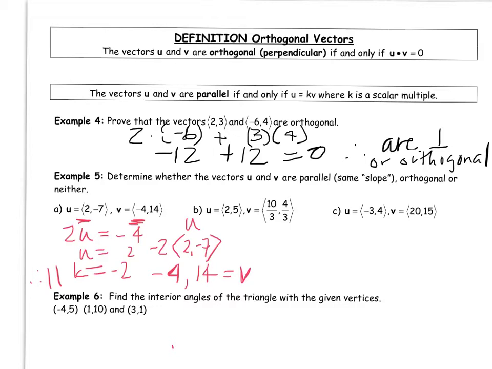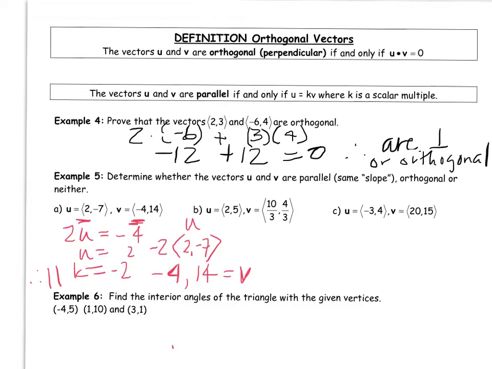So now looking at example B, u in its component form is 2, 5, and v in its component form is 10/3, 4/3. Well, I'm not seeing any pattern, but let's see if there's another way of doing it. So hold on just a second. Let's see if there's a good way of doing that one.